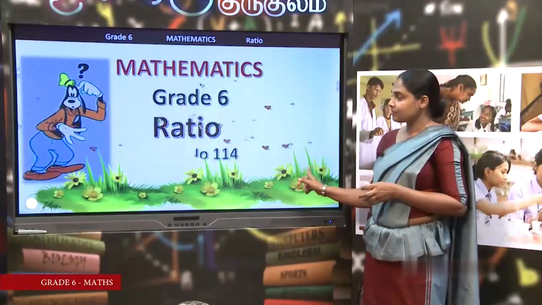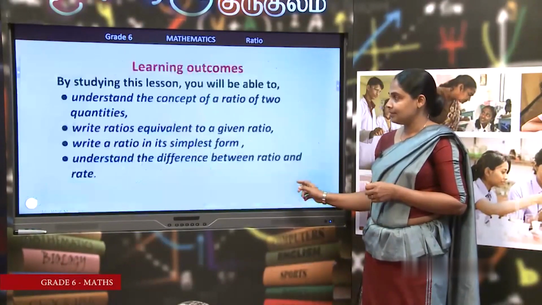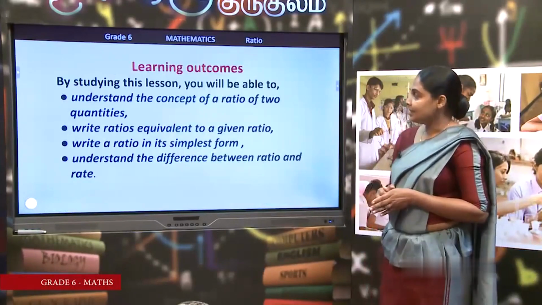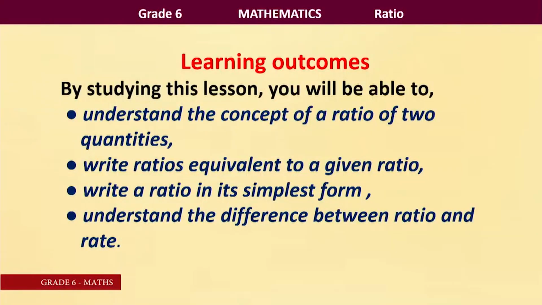Page number 114. Before starting the lesson, you should know what are the learning outcomes you can collect after doing the lesson. By studying this lesson, you will be able to understand the concept of a ratio of two quantities, write ratios equivalent to a given ratio, write a ratio in its simplest form and understand the difference between ratio and rate.